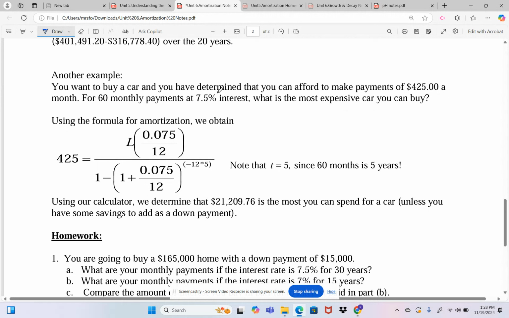All right, so let's look at this example. It says you want to buy a car and you have determined that you can afford to make $425 a month payments for 60 months at 7.5% interest. What is the most expensive car you can buy? So, we have right here, it showed how we set this up. But we have to figure out how we can solve for that L. So, how can we solve for the L here?